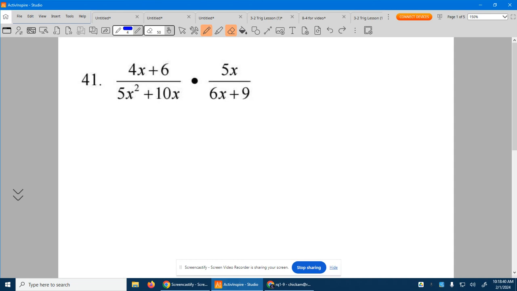At 41, we want to simplify this multiplication of these two fractions. So what do we do? Well, as soon as I see things, I'm like, hey, can I factor this? If we take 4x plus 6, what factors out there? The biggest number is a 2, and that would leave behind a 2x plus 3.